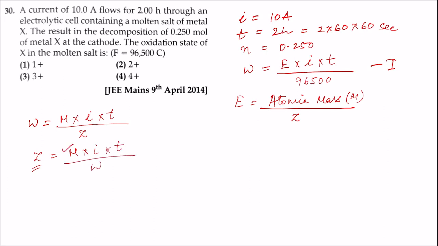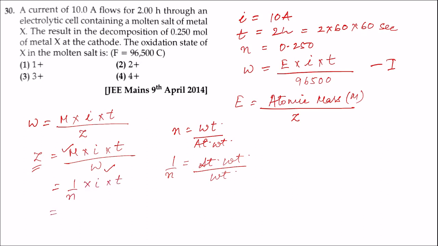Now atomic mass divided by weight. Number of moles is equal to weight divided by atomic weight. So 1 by N will be equal to atomic weight divided by weight. So this is equal to 1 by N into I into T.